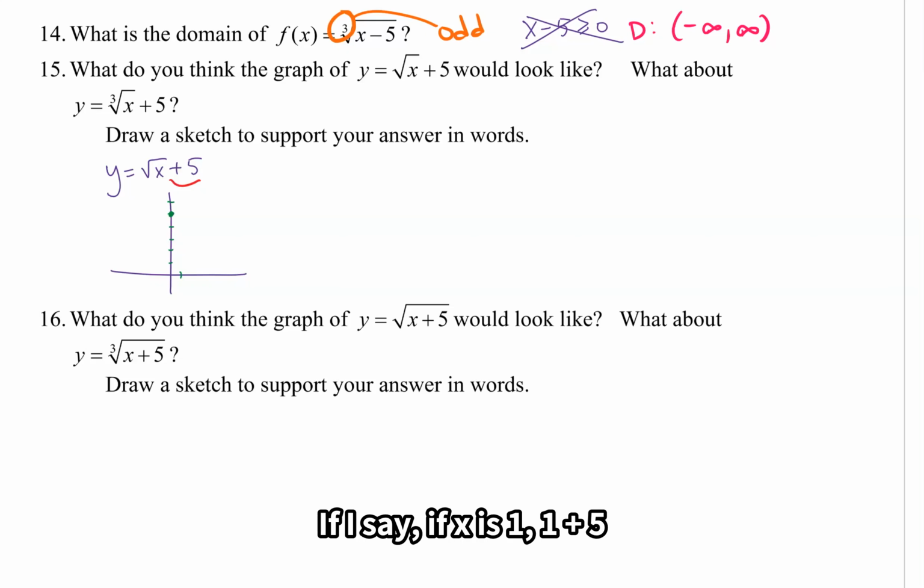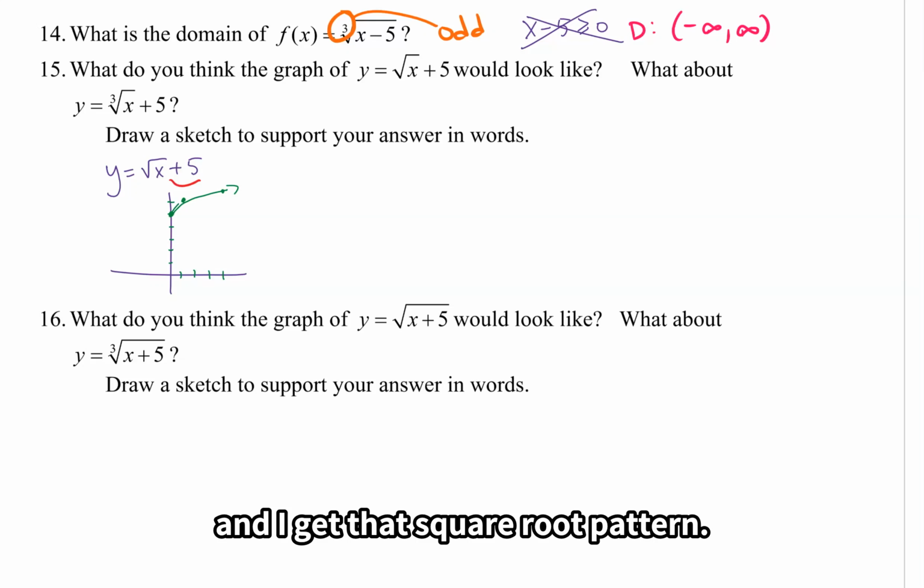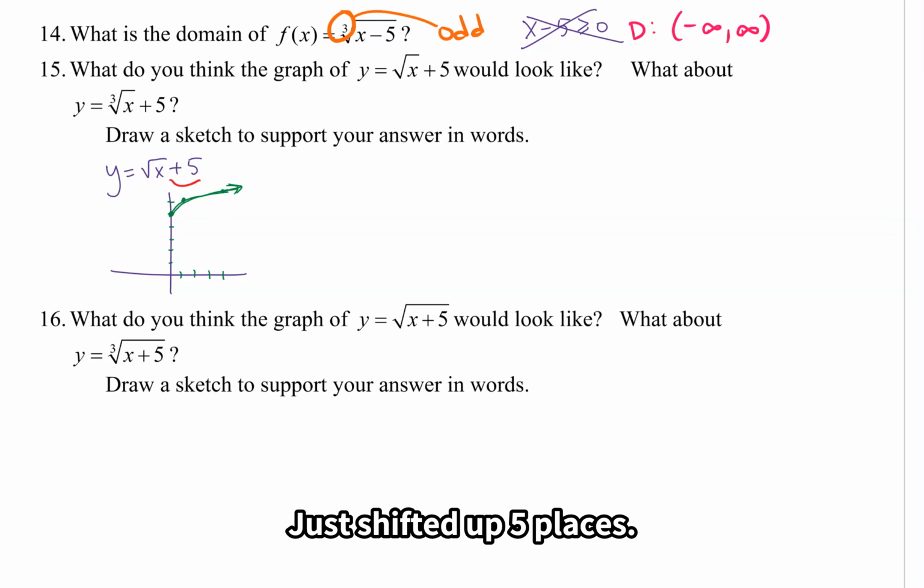And if x is 1, 1 plus 5 is 6. 2, 3, 4. If x is 4, square root of 4 is 2. 2 plus 5 is 7. And I get that square root pattern just shifted up 5 places.